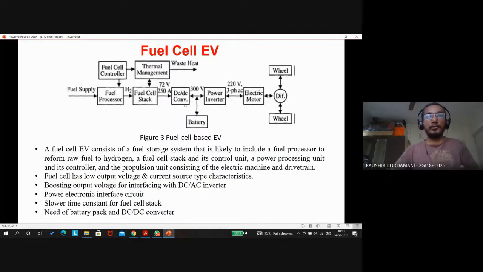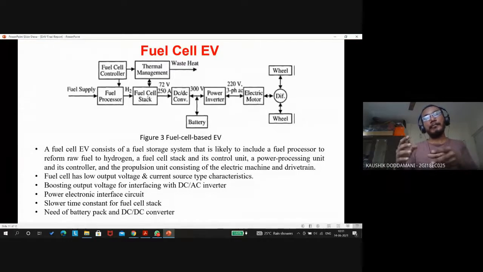Next we come to the fuel cell used in EV. This is the block diagram, and before coming to the points, I'll explain it. We have a fuel cell controller and a fuel cell processor, which we just discussed, containing the steam reformer as well as a water gas shift reactor. Then we have thermal management and the fuel cell stack.